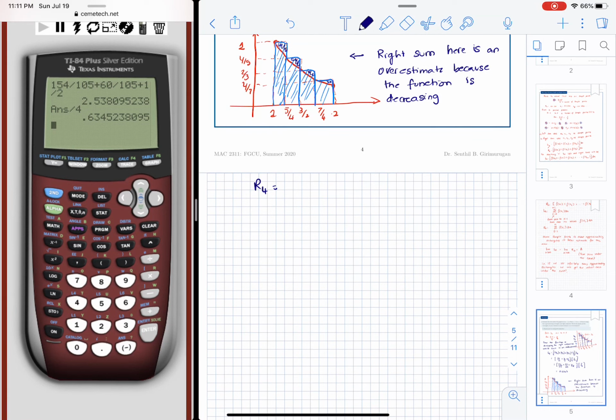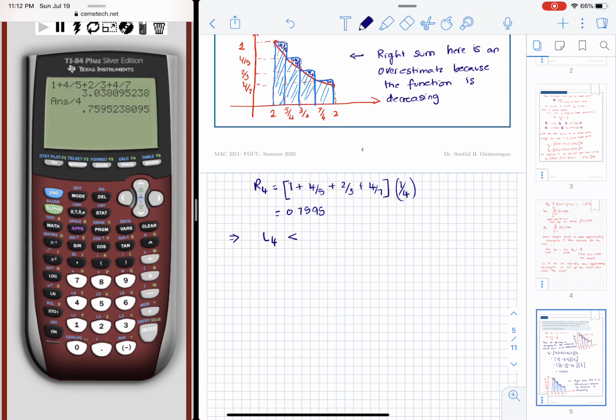So we have the first height, that's 1. The second height is 4 over 5. Third is 2 over 3. The fourth is 4 over 7. And I multiply by delta x, which is 1 over 4. So we have 1 plus 4 over 5 plus 2 over 3 plus 4 over 7 divided by 4, we get 0.7595.